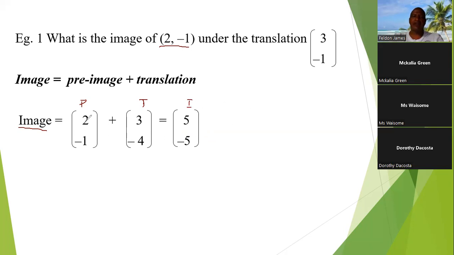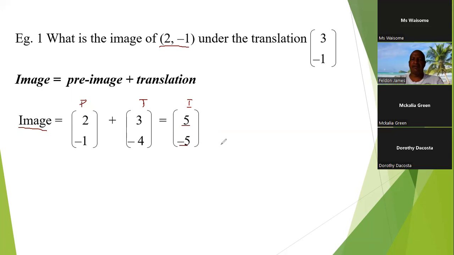All right, so if you add 3 plus 2, you will get 5. -1 plus -4, you get -5. So the mapping then, your pre-image would be mapped from 2 to 5 for the x, and from -1 to -5 for the y. Go ahead, Ms. Wilson. Sir, is it natural that the 2 and the -1 is in a row form, and then the translation 3, -1 is in a column form? So how do we get, if we turn both to columns down here? Is it natural that we would set it that way?